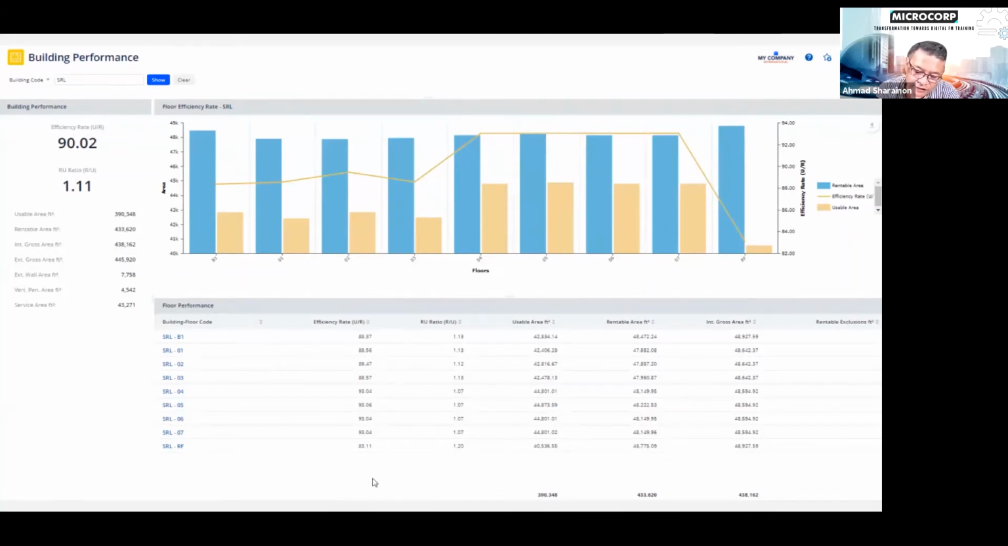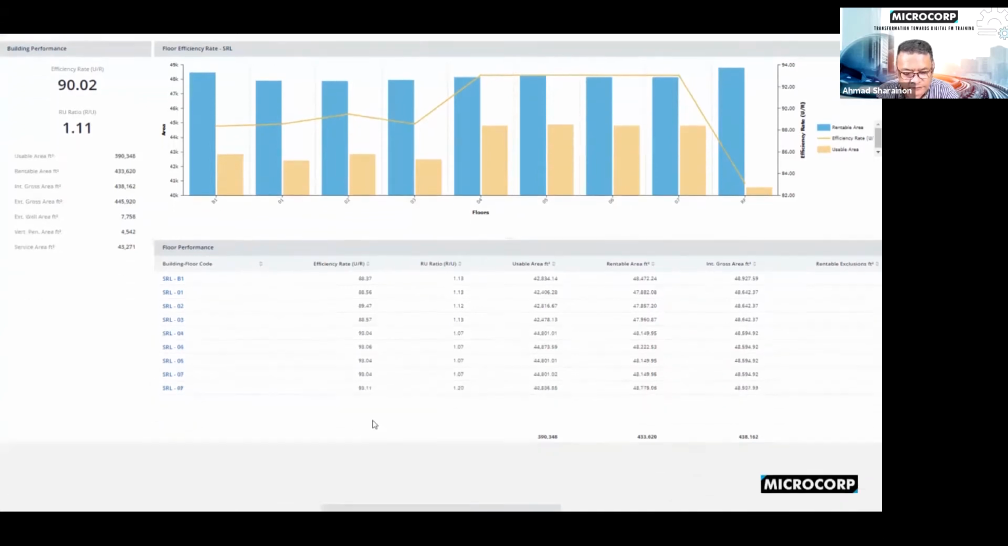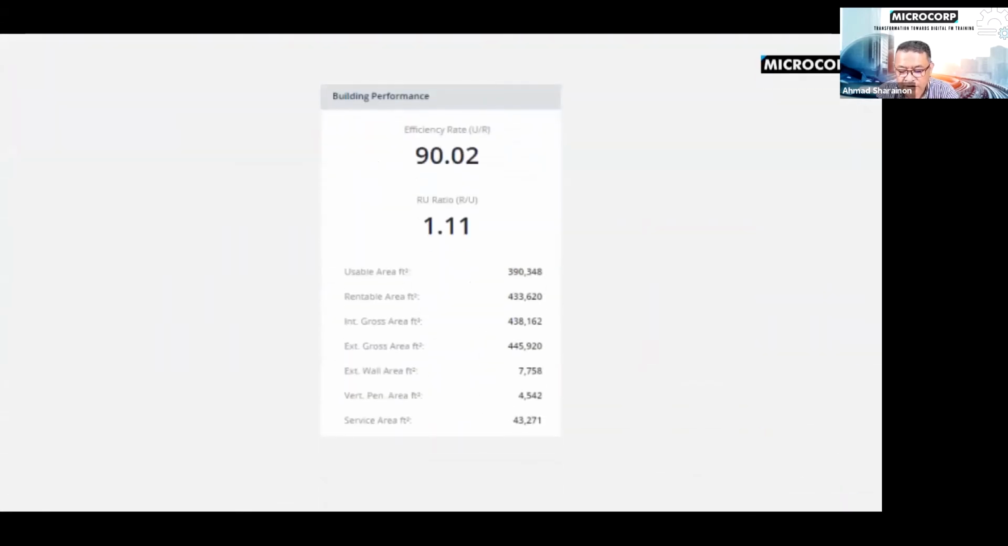But because I have a beautiful system like this, I can do it easily. I can ask the system to easily calculate what the efficiency rate is, and I can also get the RU calculated automatically. Now, for this building SRL code, I can get the efficiency rate of the building is 90%, and the RU ratio is 1.11. It means this building is very efficient. This is what we call building performance reports.